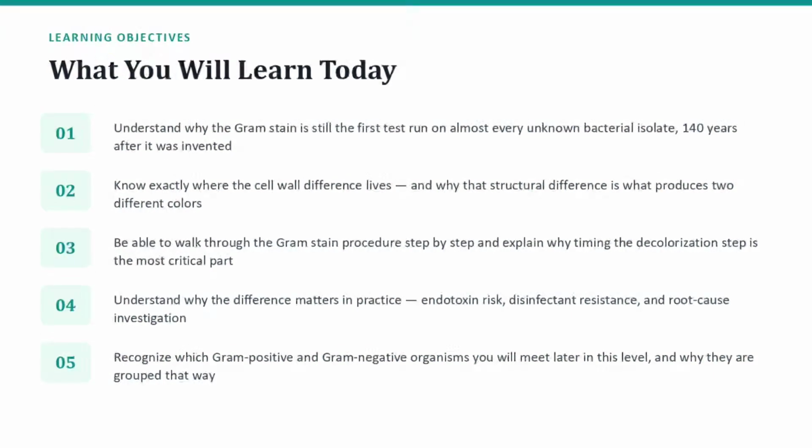Number 3. You will be able to walk through the Gram stain procedure step by step, and explain why timing the decolorization step is the most critical part of the whole test. Number 4. You will understand why the difference matters in practice, endotoxin risk, disinfectant resistance, and how it can point an investigation in the right direction. Number 5. You will be able to recognize which Gram-positive and Gram-negative organisms you will meet later in this level, and why they get grouped that way.